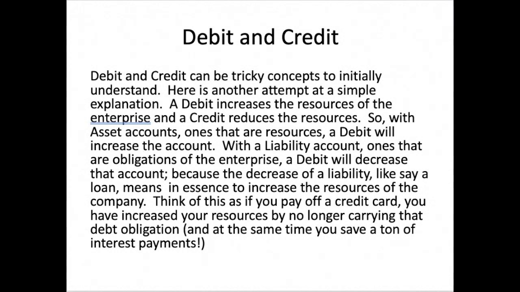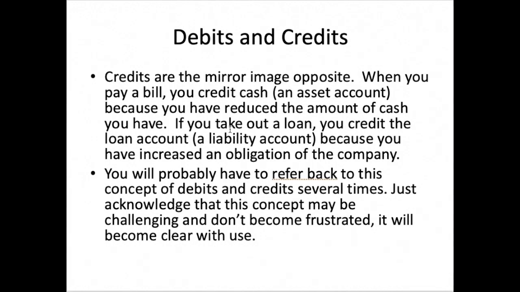And so that's the debit side, right? And here's the credit side. Credits are the mirror image opposite. When you pay a bill, you credit cash, right? Cash is an asset account. It's at the top of the balance sheet. It's the most liquid, right? And because you've reduced the amount of cash you have when you pay a bill, you're paying with money, you reduce that account. So you're crediting that asset account. If you take out a loan, you credit the loan account, a liability account, and that increases that loan account, right? Because you've increased an obligation of the company.